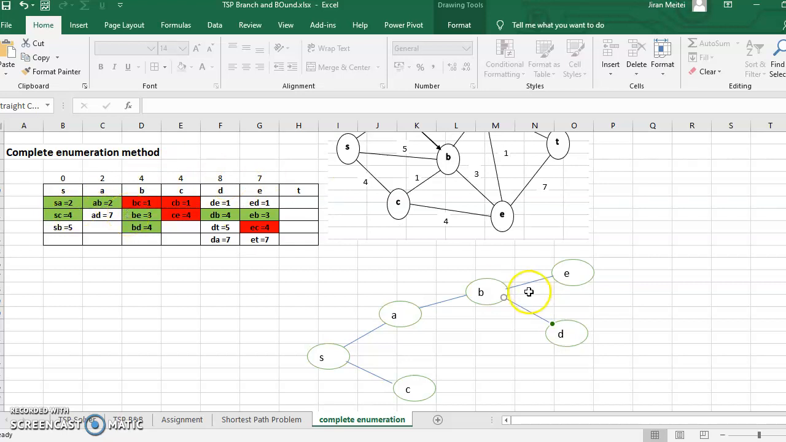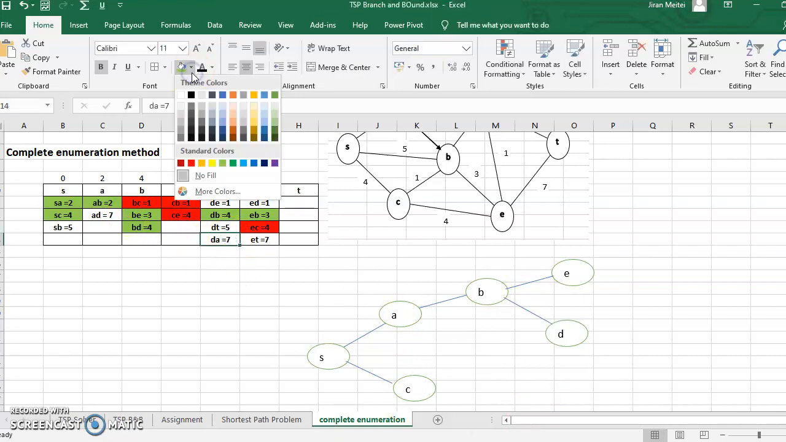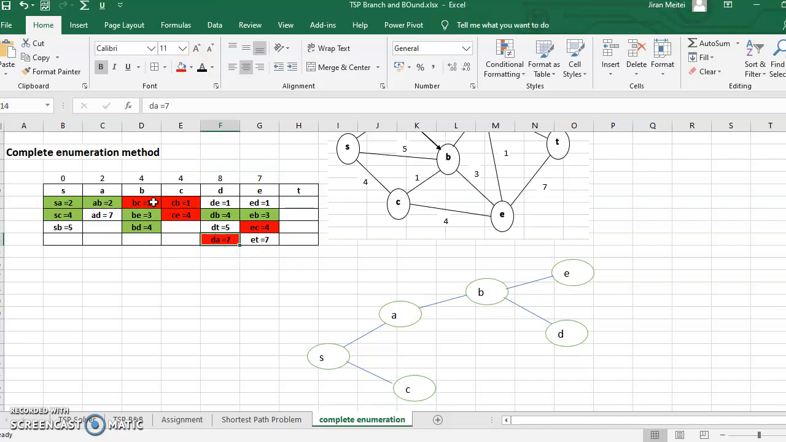So again, crossing out, DA will be crossed out, AD also will be crossed out, DE will be crossed out, and the ED also will be crossed out.